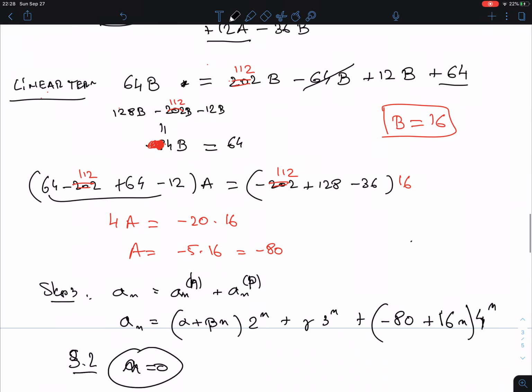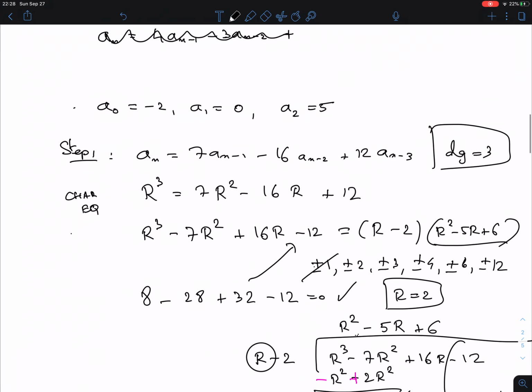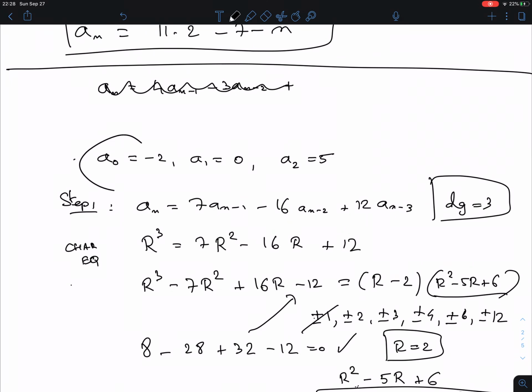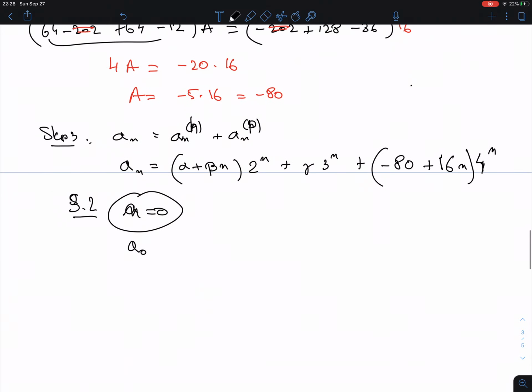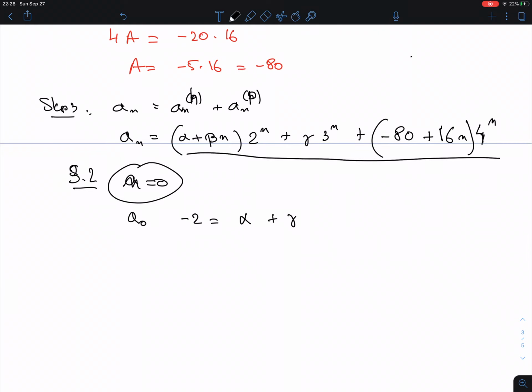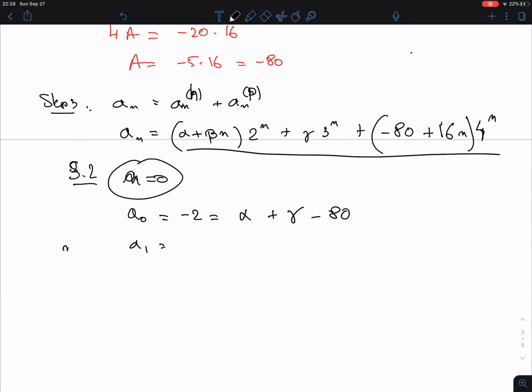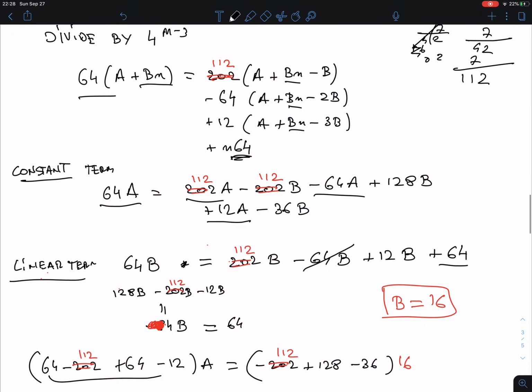A0 was what? A0 was negative 2. Okay. So we get negative 2 equals, if I plug in 0 everywhere in this long expression here, the only thing is an alpha there, plus a gamma, minus 80 times 1. Okay, that's it. A1, that's for this. So this is n equals 0, I should write it here, n equals 1, that was 0.